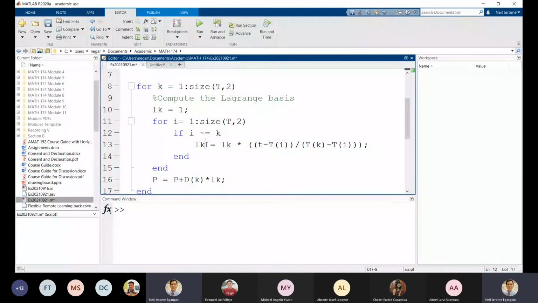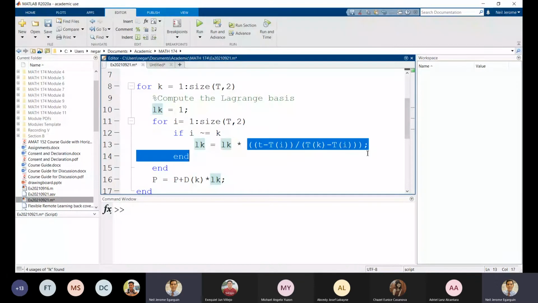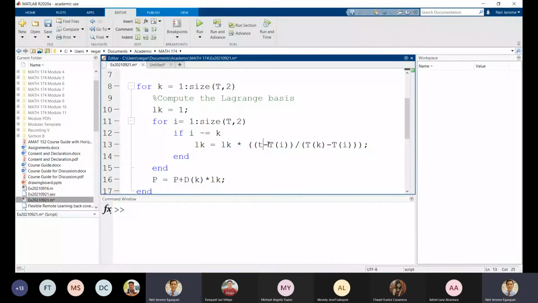So this is the variable T. Dun sa formula natin X yan, pero just to symbolize the time variable, I'm going to use T here. T minus the abscissa all over T sub K, the abscissa at the iteration K, minus the current abscissa. And that would be my LK. Tapos yun yung i-multiply ko sa function values. Okay? And once I get out of this double for loop, I'm going to get the Lagrange interpolating polynomial P.